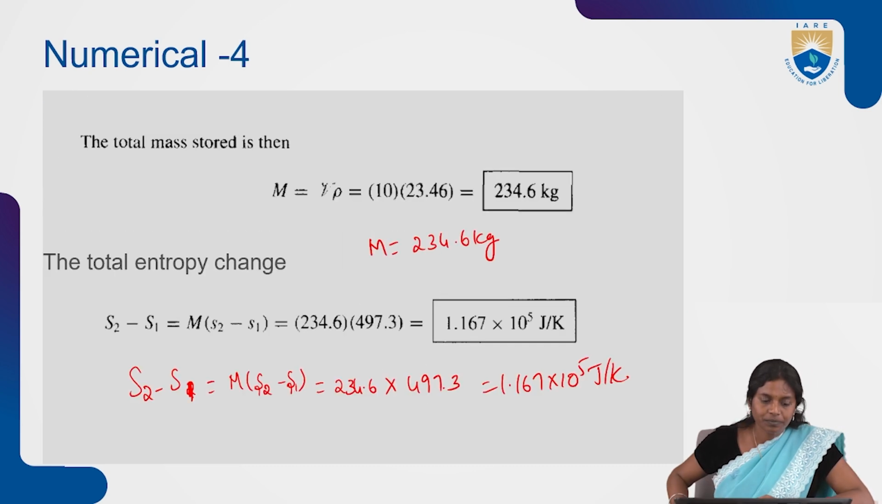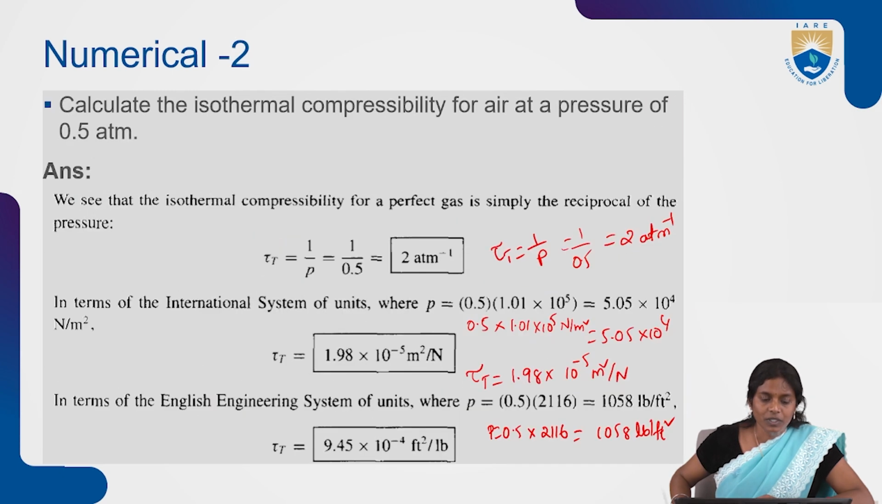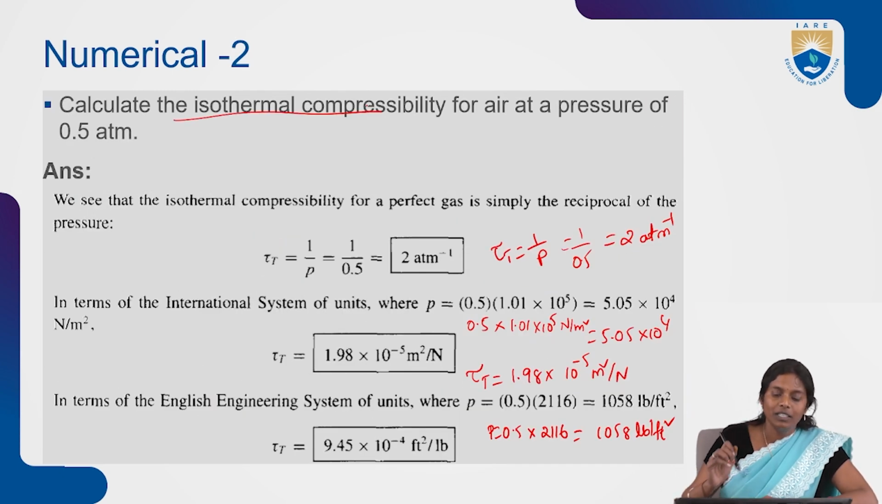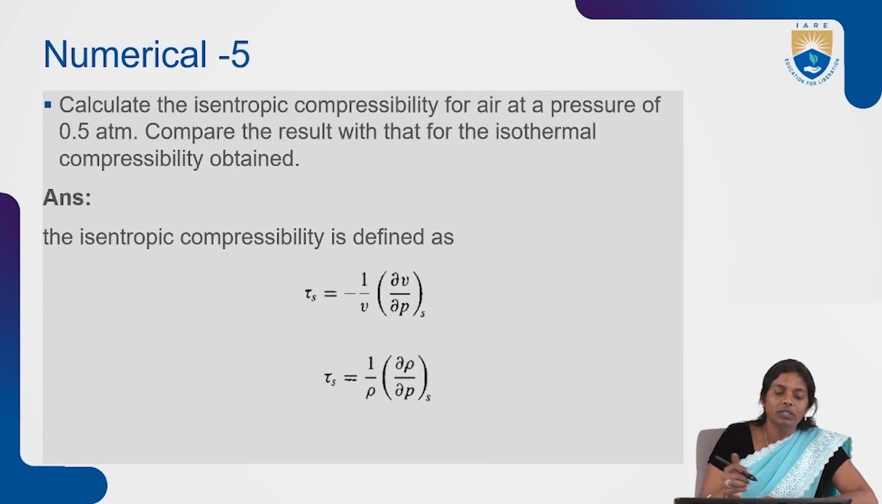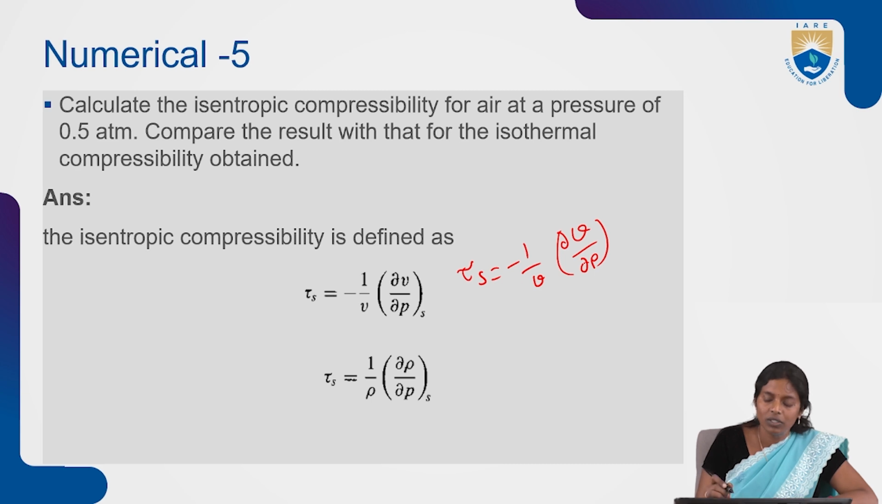So previously, in numerical 2, we found the isothermal compressibility, right? So what we are doing here, they are asking us to find the isentropic compressibility for air at pressure 0.5 and compare it with the isothermal compressibility which we have already obtained. So the isentropic compressibility tau s is equal to minus 1 by V dou V by dou p. We know V equals 1 by rho, right? So from there tau s we can write as 1 by rho into dou rho by dou p.